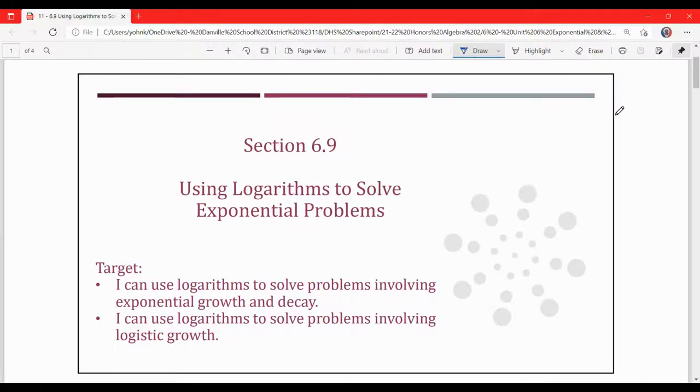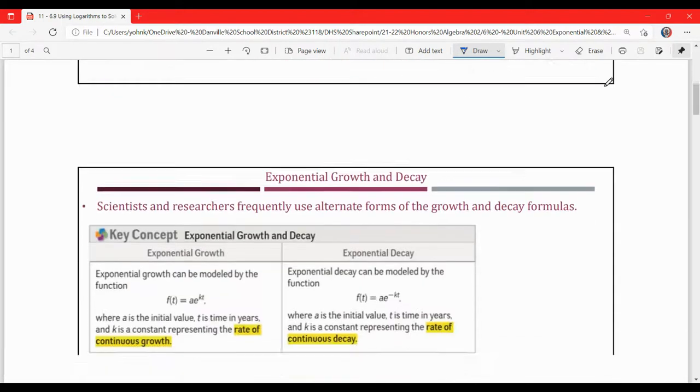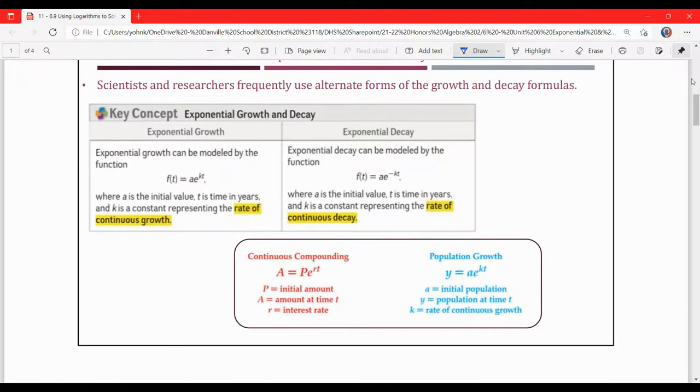Hey kids, welcome to section 6.9, using logarithms to solve exponential problems. Today we're going to learn how to use logarithms to solve problems involving exponential growth and decay, and how to use logarithms to solve problems involving logistic growth. So first, let's talk about exponential growth and decay.